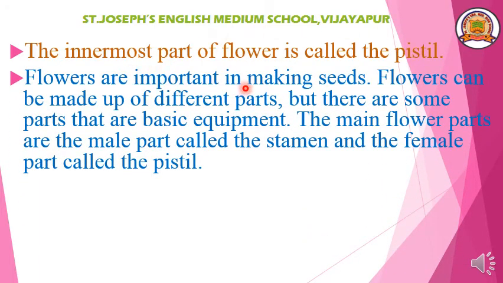Flowers are important in making seeds. These are the functions of flowers. Flowers are most important in making seeds. Flowers can be made up of different parts, but there are some parts that are basic. The main flower parts are the male part called the stamen and the female part called the pistil. Pistil and stamen are the two important internal parts of a flower which play a vital role in fertilization.